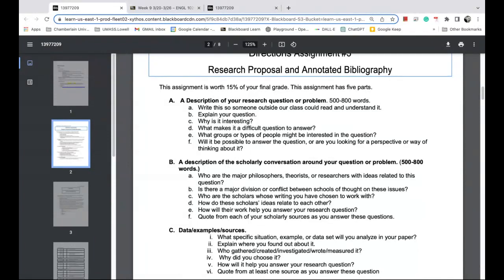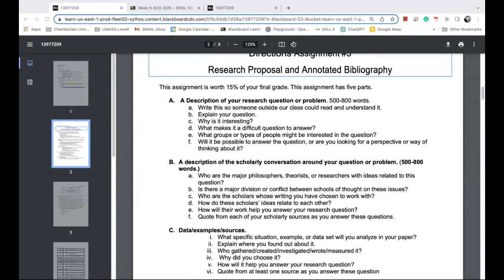Let me see if I can get the link page here real quick. Okay, so the idea is for the question. Since it's 500 words, that's 2 double-spaced pages. You're going to try to explain the question. It's all focused on the question itself.